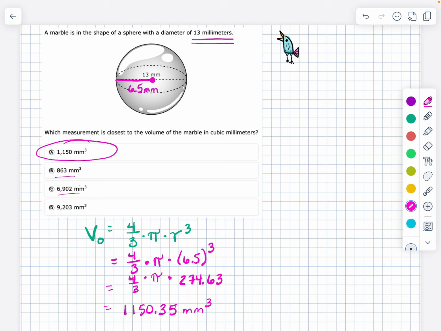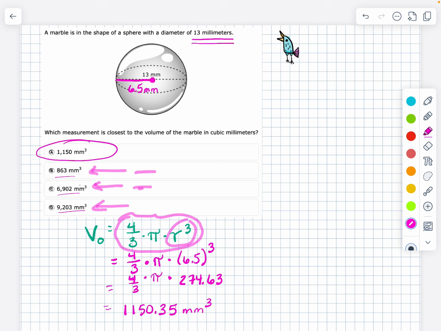But one thing that I want you to realize is that all of these answers are gettable with the equation if you miss one thing. I think the last one is using the diameter instead of the radius. And this one is using the diameter and leaving off the 4/3. This one is just leaving off the 4/3.